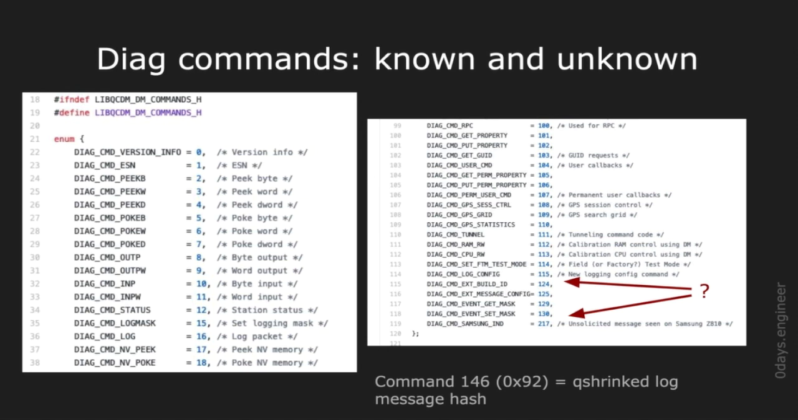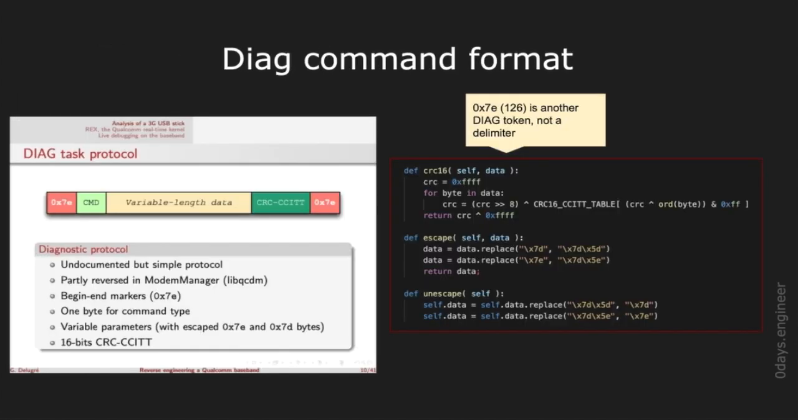The Diag protocol consists of around 200 commands or tokens. Some of them are documented in open source, but not all of them. As you can notice on the screenshots, some of the commands are missing. And one of the missing commands is actually token 0x92 in hexadecimal, which represents an encoded hash log message. The command format is quite simple.